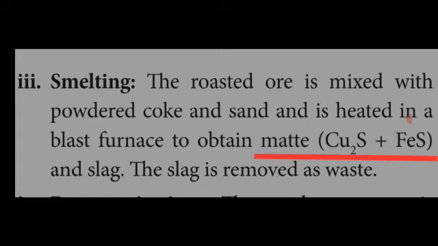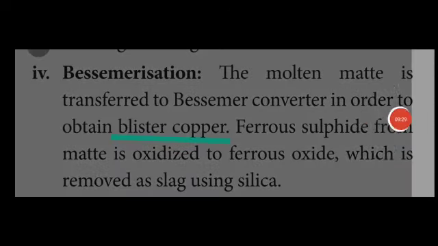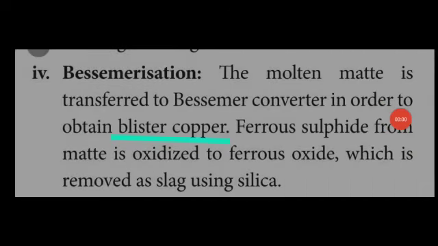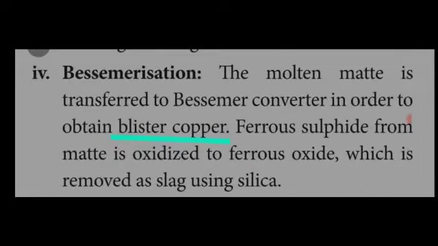This is the third step. The first step is concentration. The second step is roasting. The third is smelting. The fourth step is Bessemerisation. The fourth step of extraction of copper is Bessemerisation. The molten matte, that is the third step product, is matte. What is the matte formula? Cu2S and FeS. This mixture is called matte. This matte is transferred into a Bessemer converter in order to obtain blister copper.